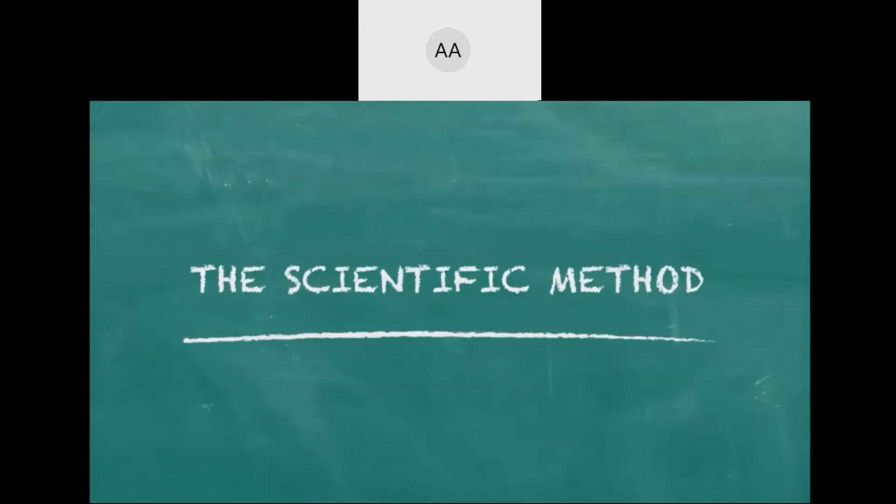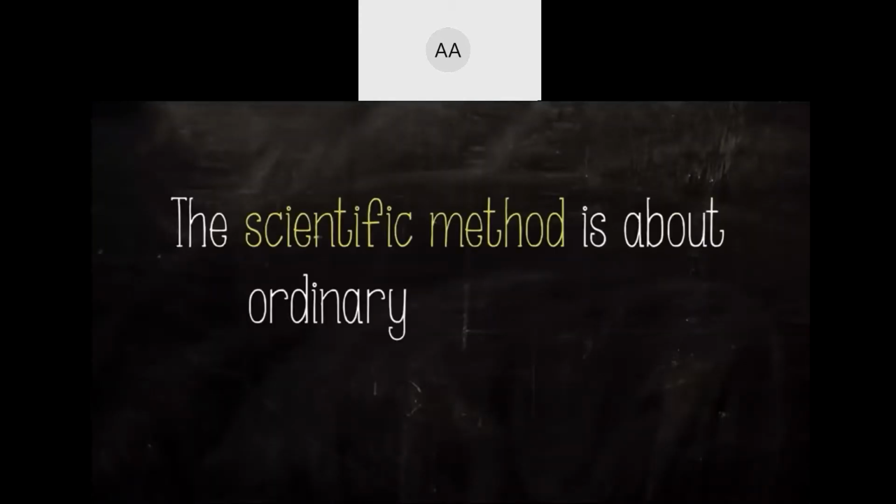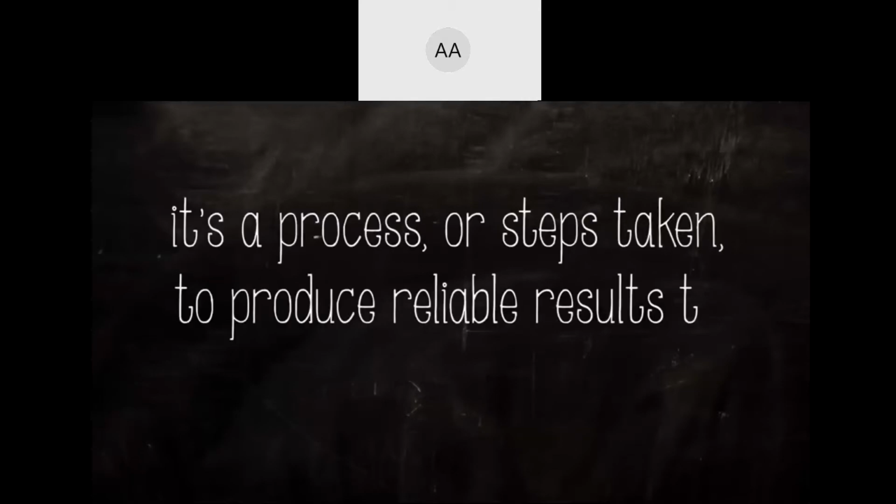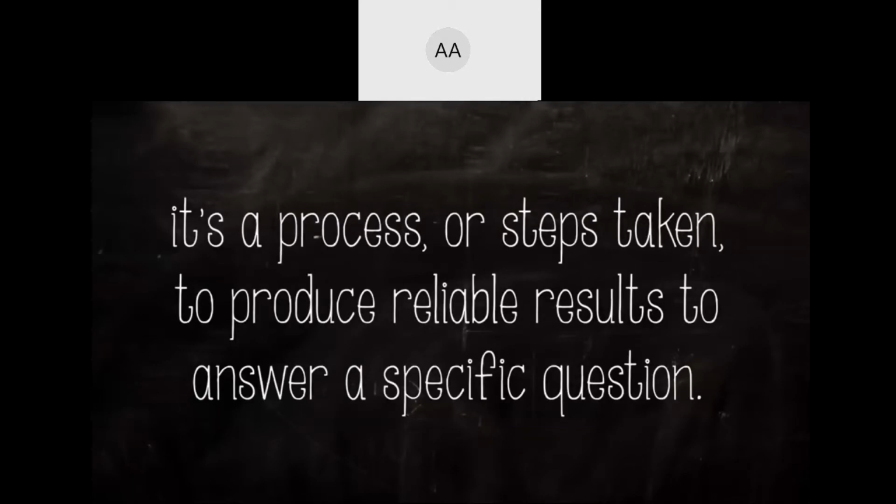The scientific method is about ordinary people doing ordinary things. That includes you, me, and other scientists in the world. The scientific method is just a process or steps taken to produce reliable results to answer a specific question. Maybe you think you don't use a scientific method in your life, but I can guarantee that you do.